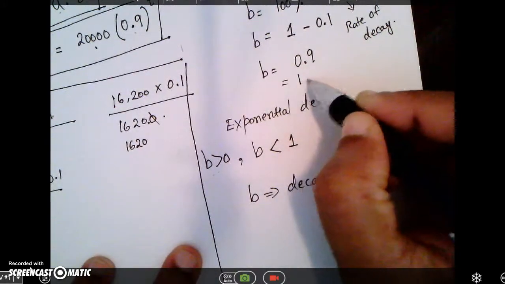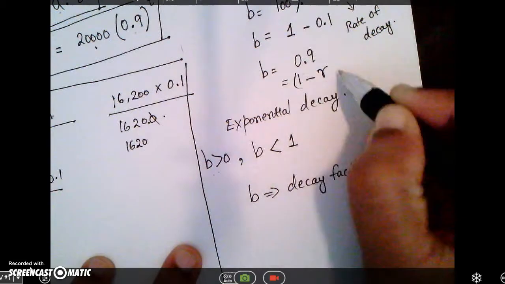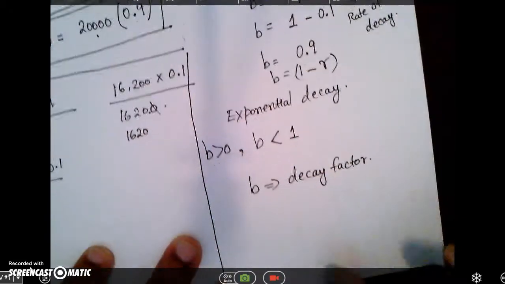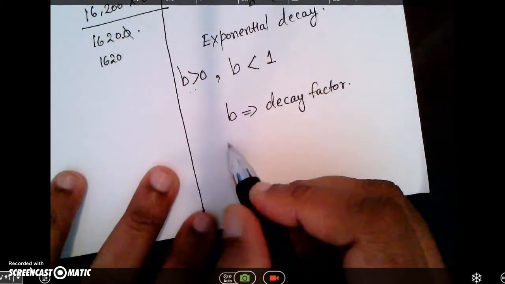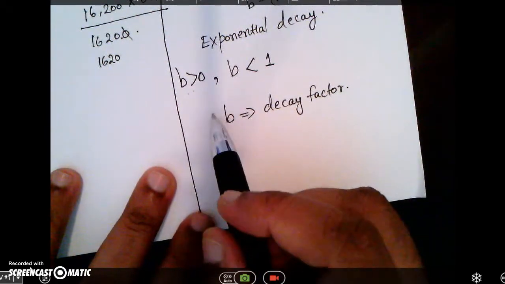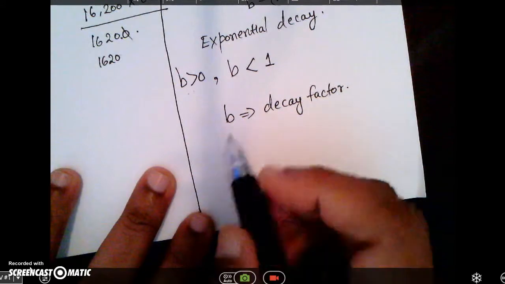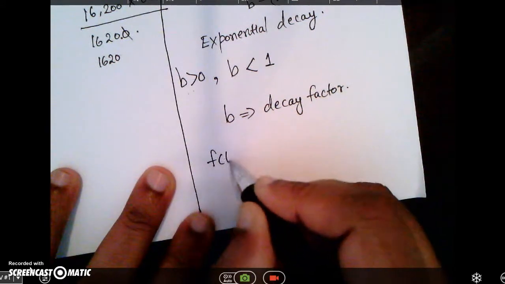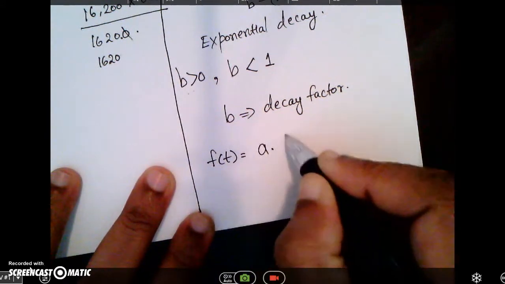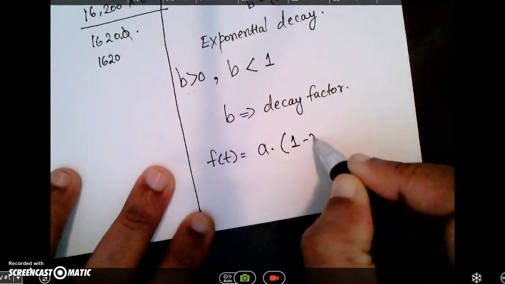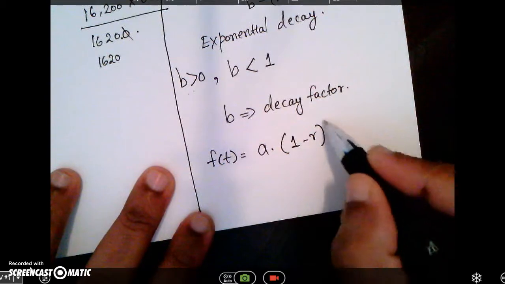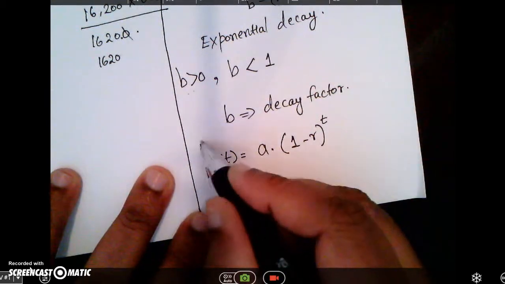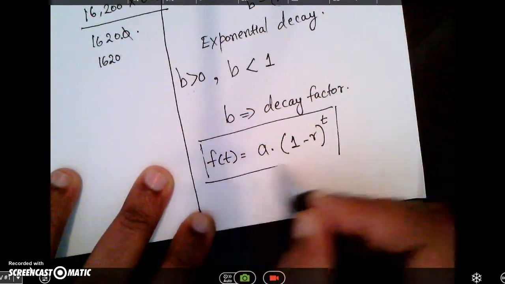So if I have to put all these things together, b is 1 minus r. So I can rewrite my exponential function tailored to my exponential decay. So f of t is a times (1 minus r) because I'm taking away from that 100%, right, to the power of t. So this makes it my exponential decay function.